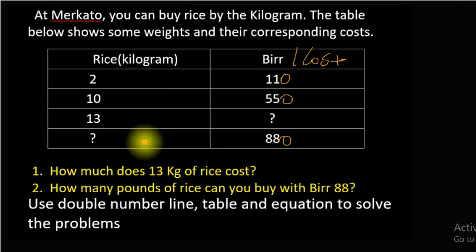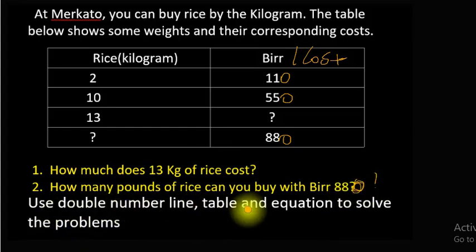cost 515 birr. So the question is, 13 kilograms of rice cost how much? And then if you have 880 birr, how many kilograms of rice can you buy? How much does 30 kilograms of rice cost? How many kilograms of rice can you buy with 818 birr? Use a double number line, a table, and an equation to solve this problem.